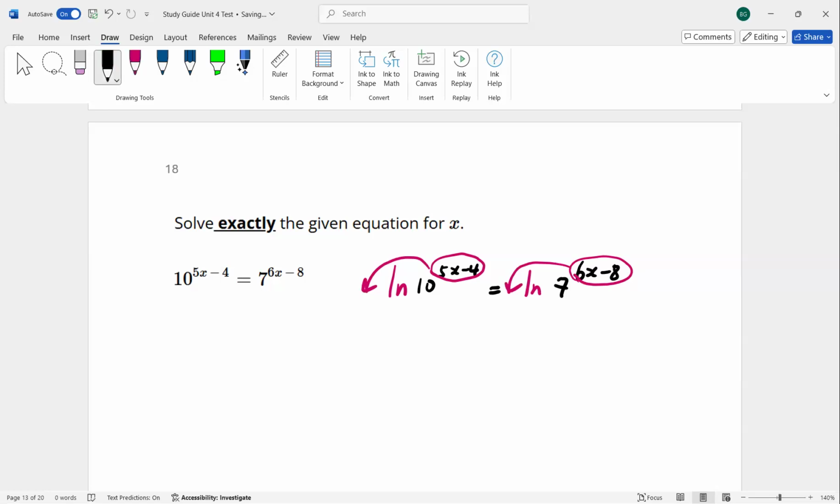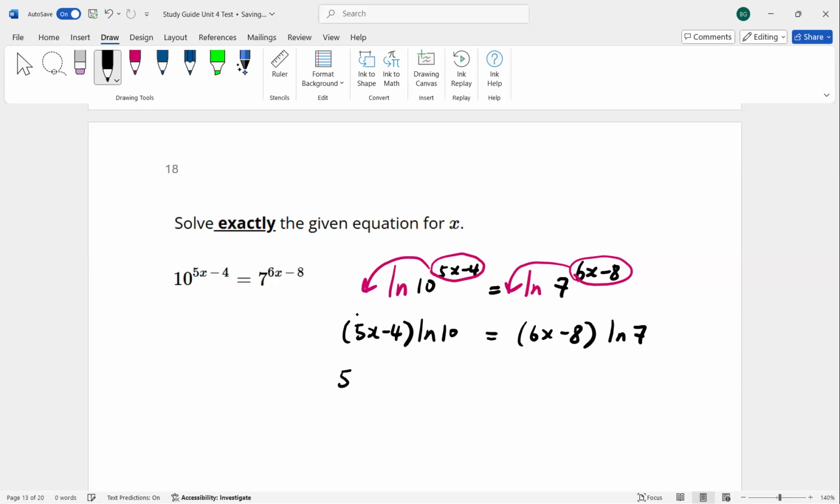Then we have, this one you can actually do log, common log. Then you have a 1 on the left side, but it really doesn't make too much difference. So we have 5x minus 4 in parentheses in front, multiplied by ln 10, equals 6x minus 8 in parentheses, multiplied by ln 7. And then we're going to distribute, removing the parentheses.